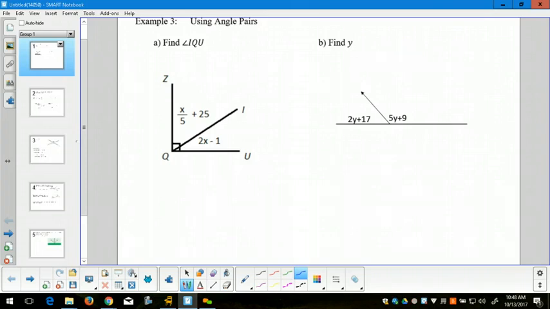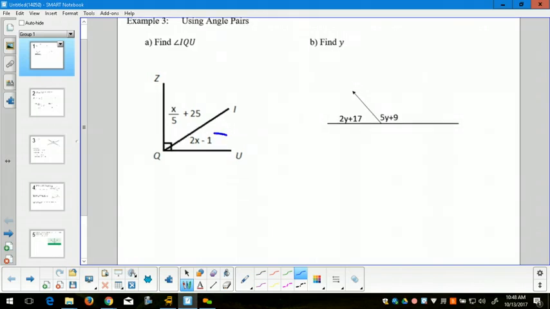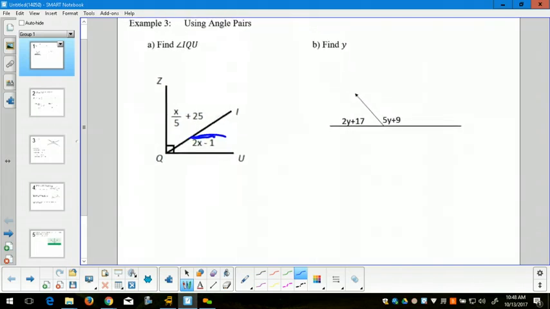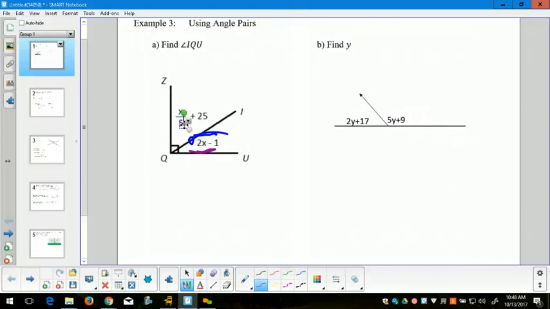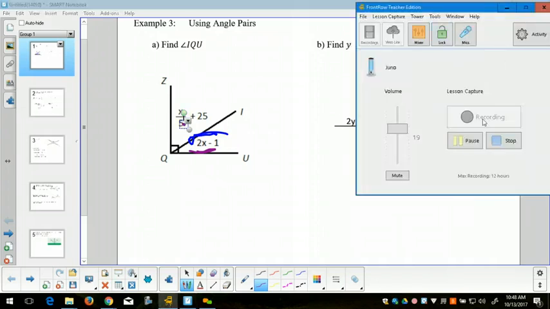So there is something, I know you know it, but let's see. What do you think, Caitlin? 2x minus 1, plus x divided by 5 plus 25 equals 90. Yeah, and we're going to have to switch the mode because this is not going to work for us today. So yes, we're going to add them up to add up to the bigger angle. Angle addition postulate is what we're using.